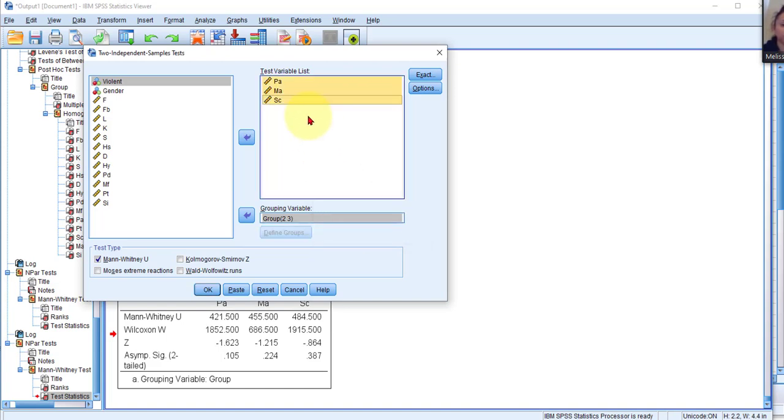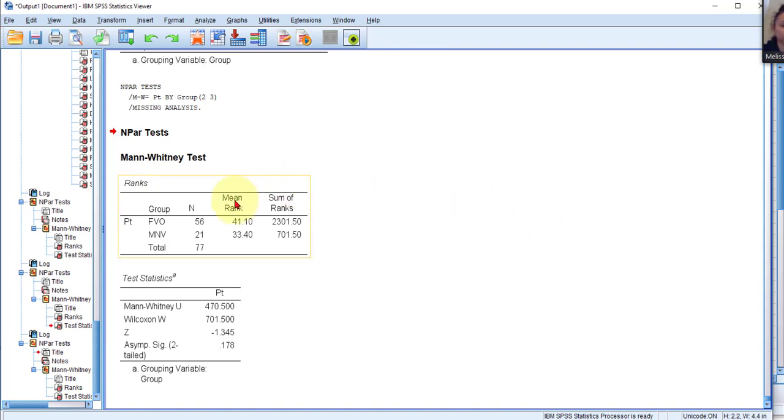PT. And z-score, divide that by 2. 0.08. So you might be able to get away with calling it borderline. Some teachers say anything less than 0.1 could be considered borderline.